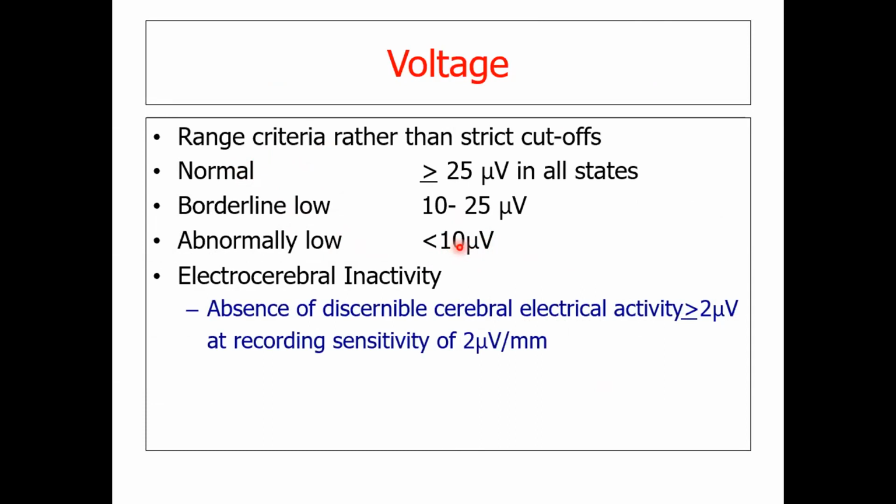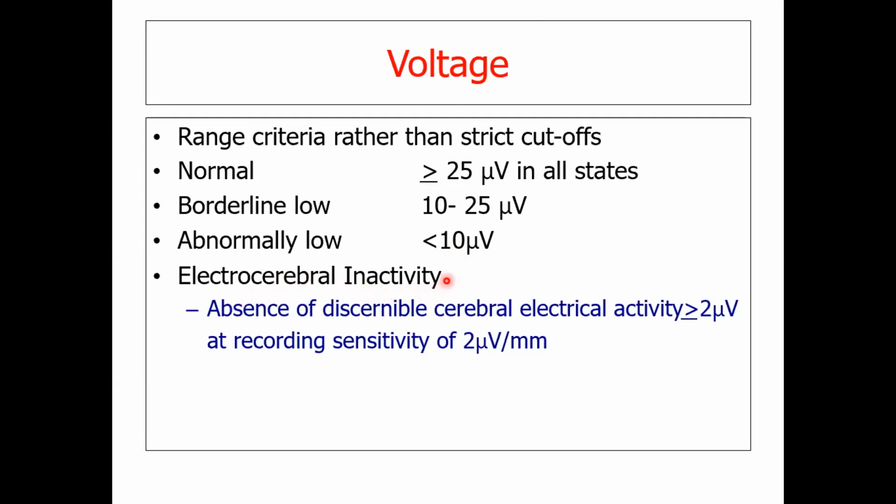In order to apply the voltage criteria, it need not be only a visual impression. For that, you have to play with the sensitivity, which would be taught in the workshop, in the offline module. And then you have a scale in the EEG, the ruler, which is provided on the EEG screen itself. So with that, if you find anything less than 25, you have to be careful.